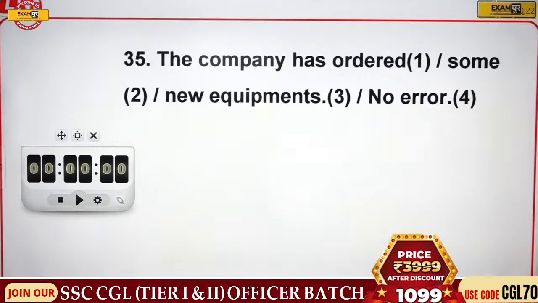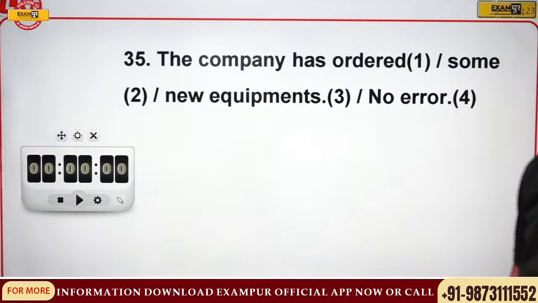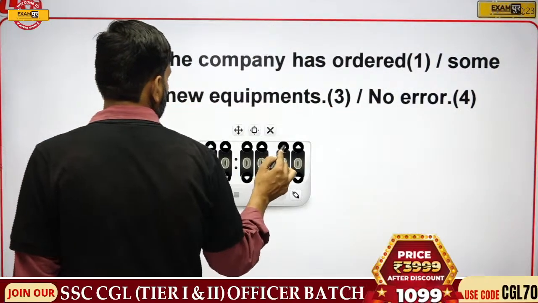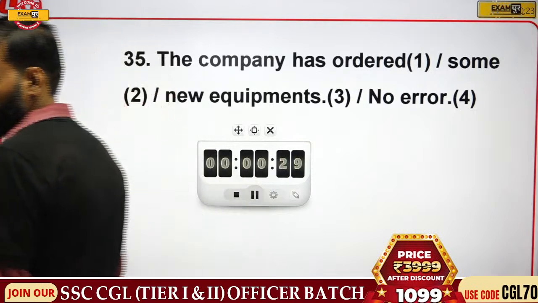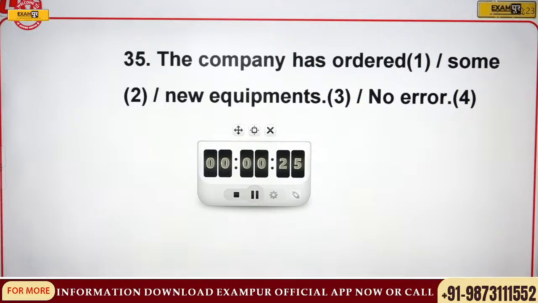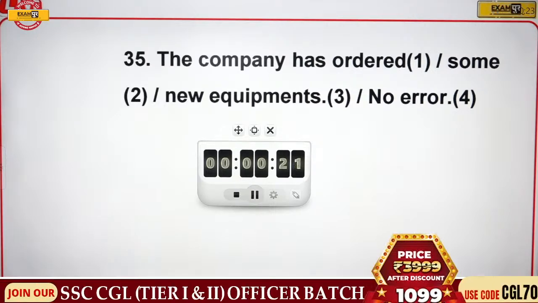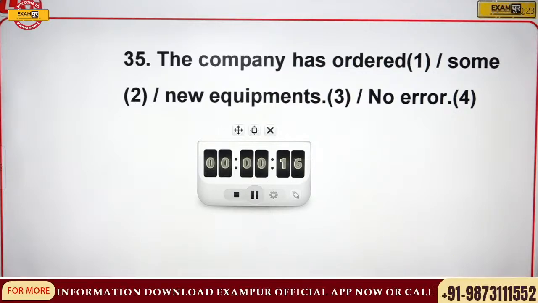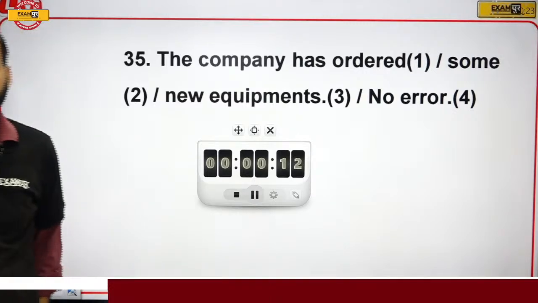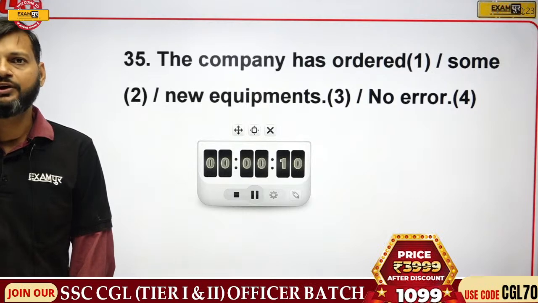Now the next one. The company has ordered some new equipments. What is the error in this sentence? Just 30 seconds for this sentence, because this sentence is very easy. The company has ordered some new equipments.